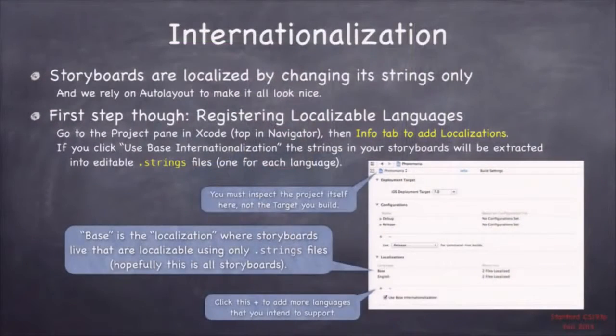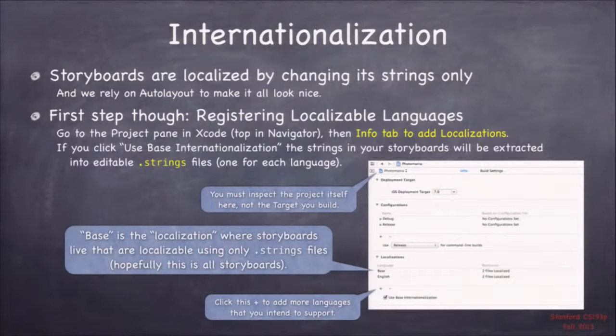But the first thing we need to do before we do any localization is to go to our project settings and set the list of all the languages that we are going to support localization for. As you release new versions of your app, you'll support a few more languages. You'll go back to these project settings and add more languages.